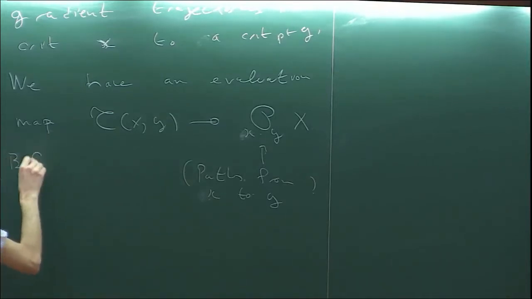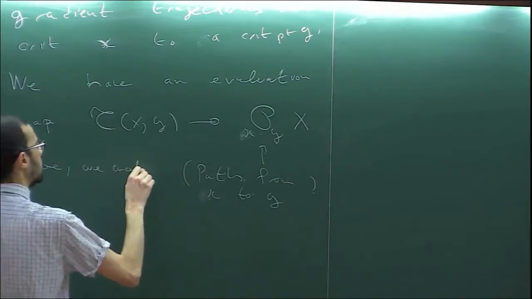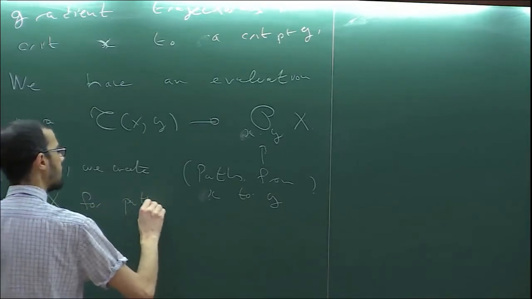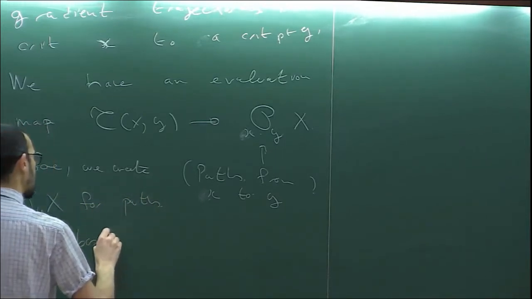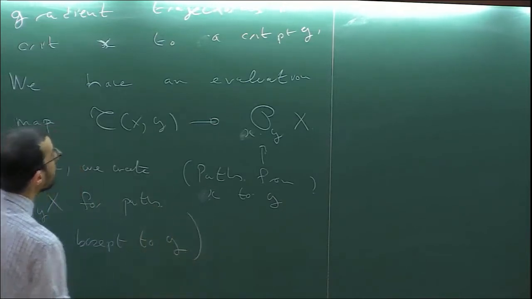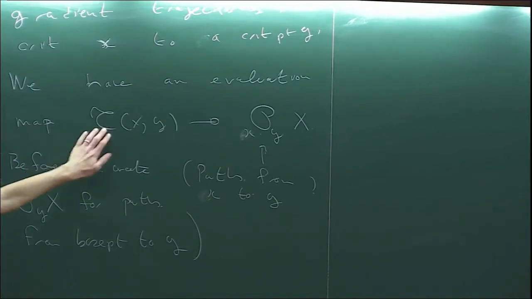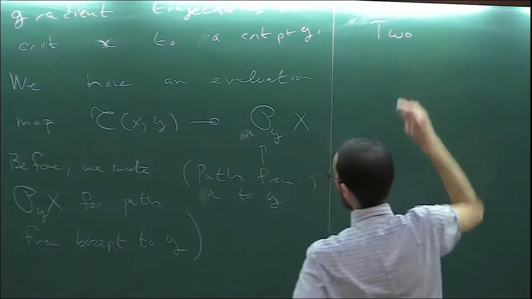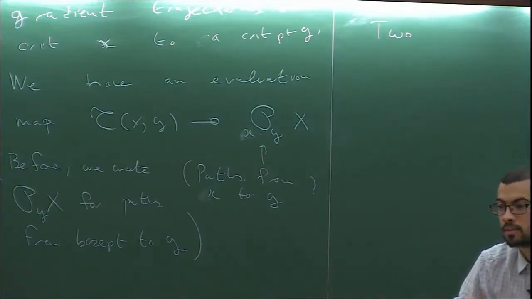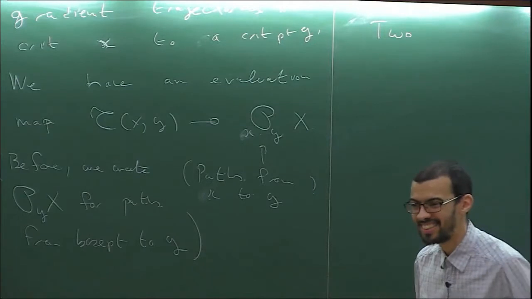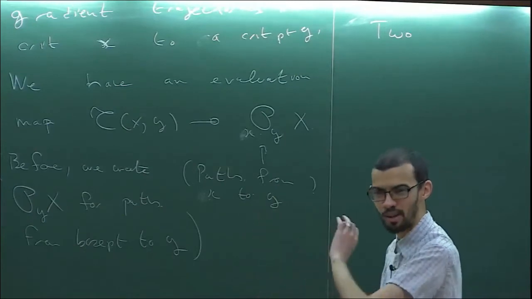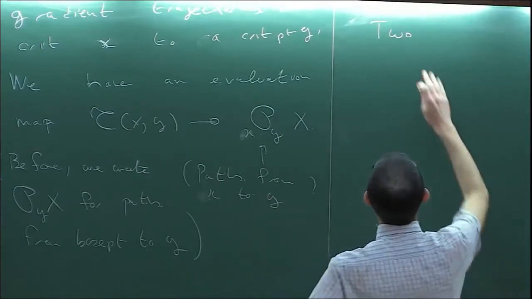So before we wrote P_y, for example, for paths from the base point to y. Okay, so we have an evaluation map from here to here, which is just saying these are actual gradient trajectories. Yes, if you try to do this correctly, you have to take some compactification, but we don't worry about it. So we're just going to talk about the gradient trajectories.